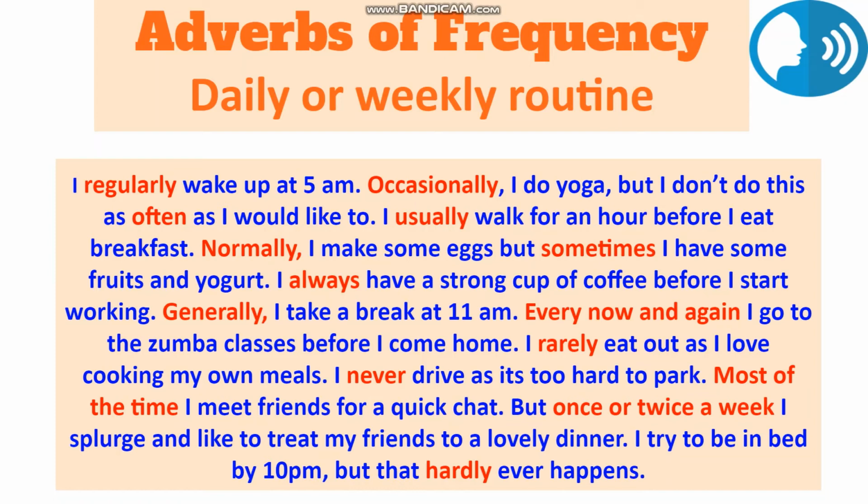So, to explain, let me tell you about a typical day in my life. So, I regularly wake up at 5 a.m. Occasionally, I do yoga, but I don't do this as often as I would like to. I usually walk for an hour before I eat breakfast. Normally, I make some eggs, but sometimes I have some fruit and yogurt. I always have a strong cup of coffee before I start working. Generally, I take a break at 11 a.m. Every now and again, I go to Zumba classes before I come home.